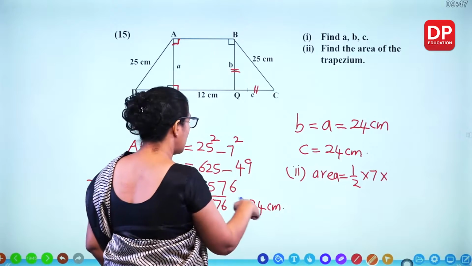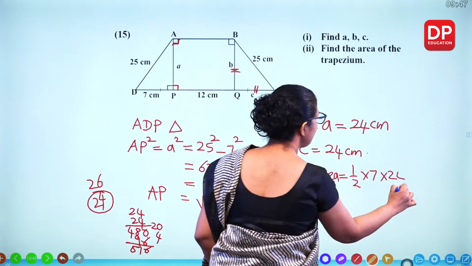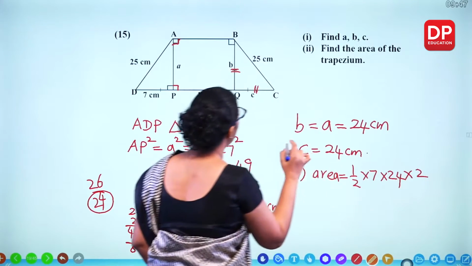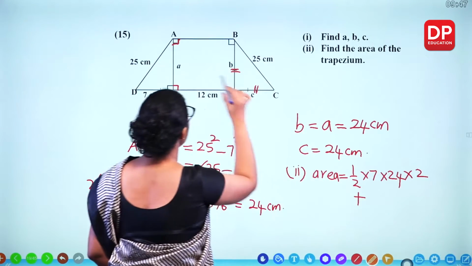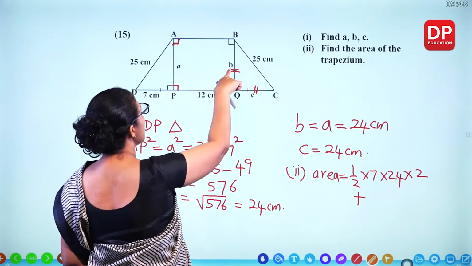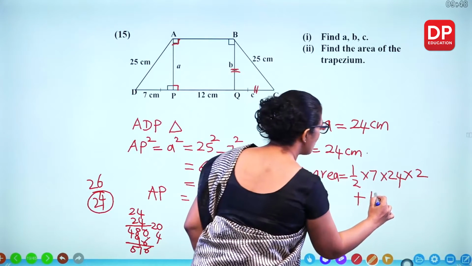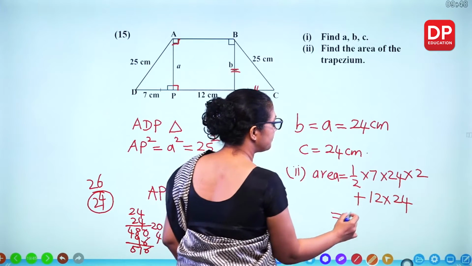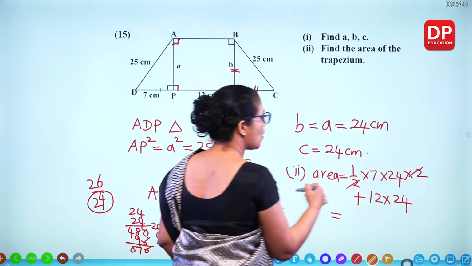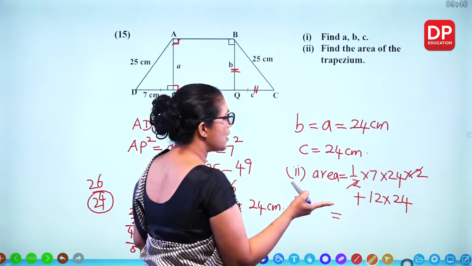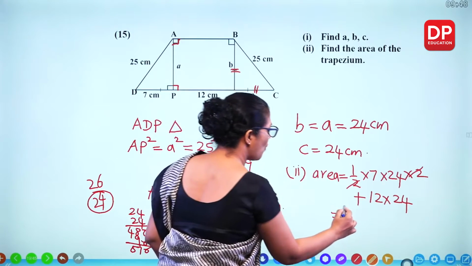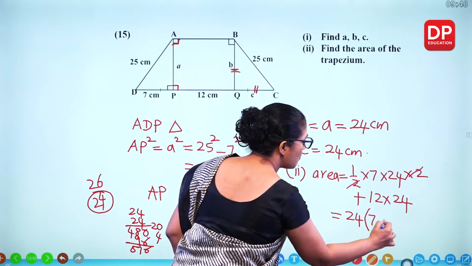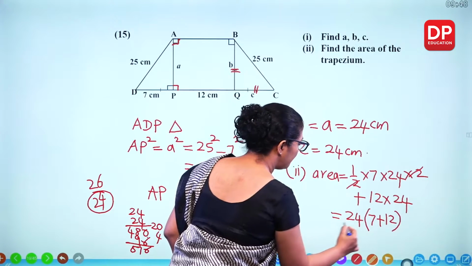Height is 24. That's one triangle multiplied by 2, plus the area of the rectangle, 12 times 24. So 12 times 24. What's the answer? The 2s get cancelled out. 7 times 24 and 12 times 24. So 24 is common. Take it out. You get 7 plus 12.